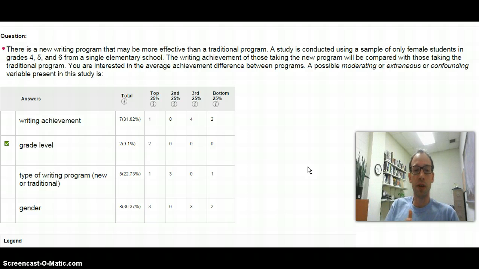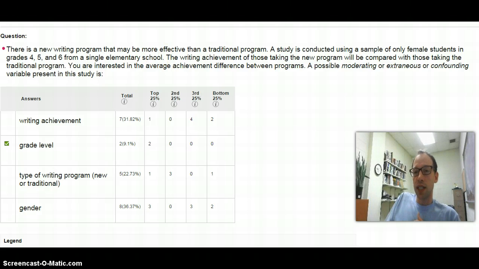results on this outcome. Now the grade level is an issue. So it tells us that the students are from 4th, 5th, and 6th grade. So we know that the effects of the program on the outcome could be very different based on how high up you are in elementary school. So certainly that could skew the results a bit.